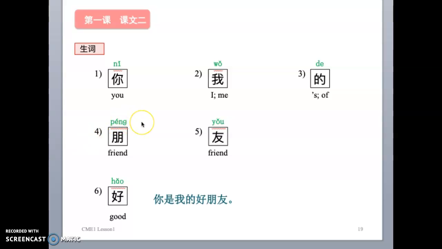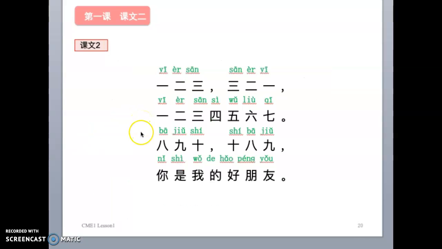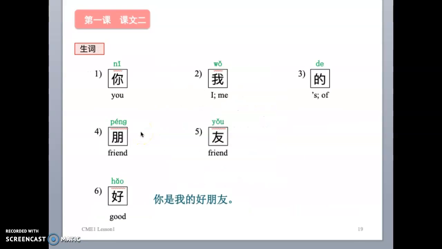Now, the second part of lesson 1 has, let's go back, pronouns. So, ni is you, wo is I, de with these makes it possessive, so nide is yours, wode is mine, and pengyou together means friend. Lastly, hao means good, so ni shi wode hao pengyou. They're saying you are my good friend.